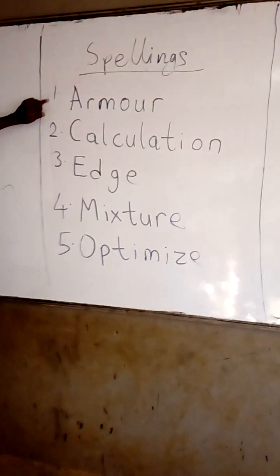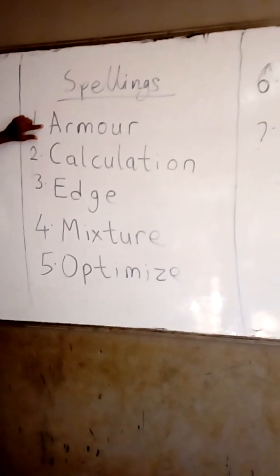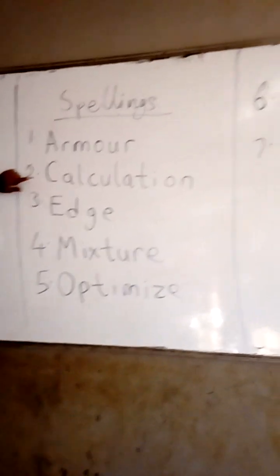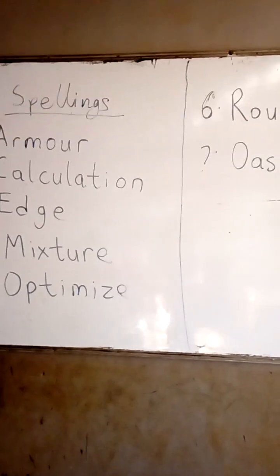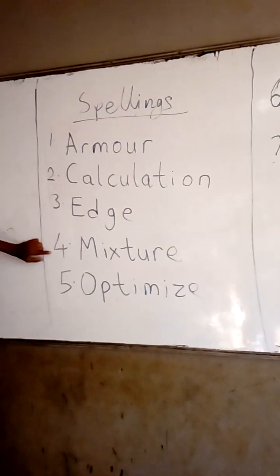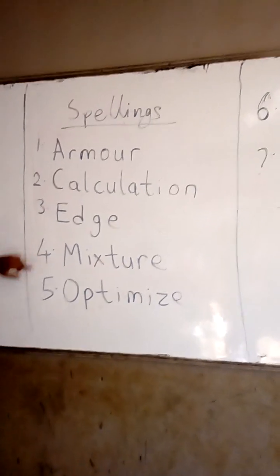The first one is armor. This is how to spell armor. The second one is calculation. This is the spelling of calculation. The third one is edge. This is the spelling of edge. The fourth one is mixture. This is how to spell mixture.